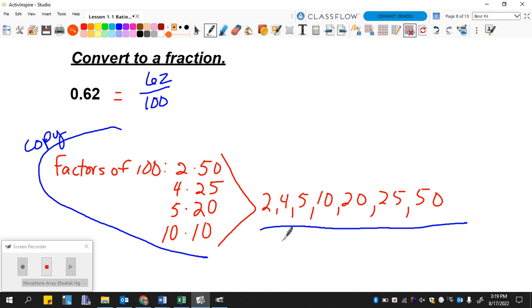So if we look at 2, does 2 go into 62? Yes, it does. Does 4 go into 62? No, it doesn't. Does 5 go into 62? No, 62 ends in a 2, not a 5 or a 0. Does 10 go into 62? Nope, doesn't end in a 0. 20? Nope. Closest one would be 60. 25? Nope. And 50? Nope. So the only factor that goes into 62 and 100 is 2. So we're going to divide both by 2. 62 divided by 2 is 31 over 100, which is reduced down.